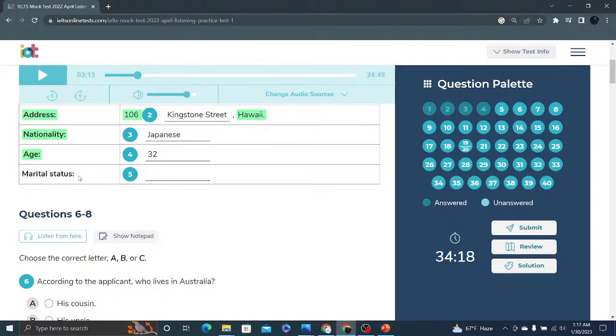Now let's listen for question number 5. Marital status. Age, please, Mr. Okamura. I'm 32. And are you married? Yes, I am. My wife's Chinese. So he was saying I'm married and my wife is Chinese, so the answer will be married.